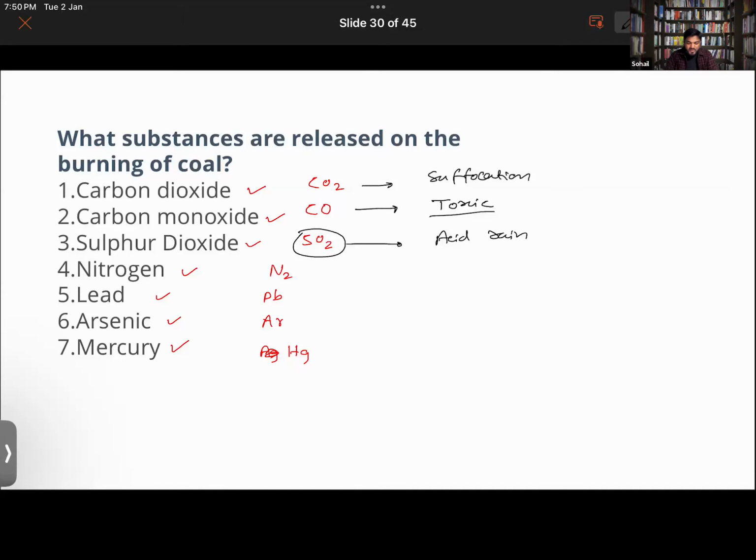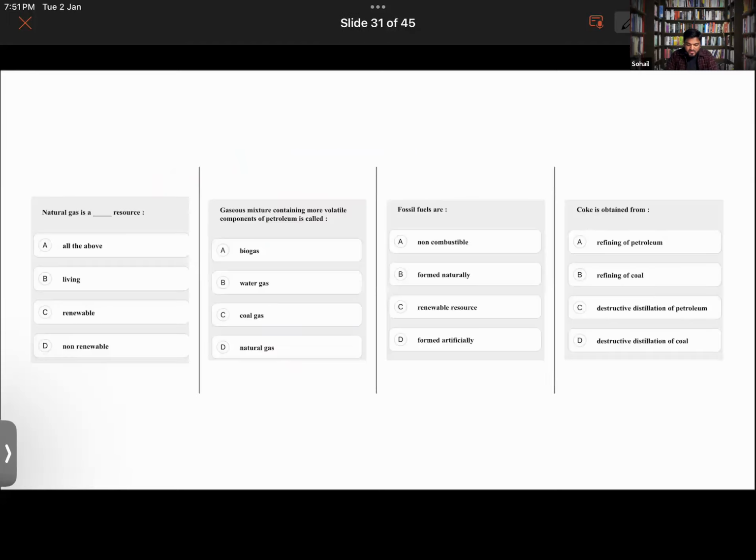Do remember that. Also, I suppose you guys are taking screenshots or writing these points somewhere. If not, that is not the correct approach.